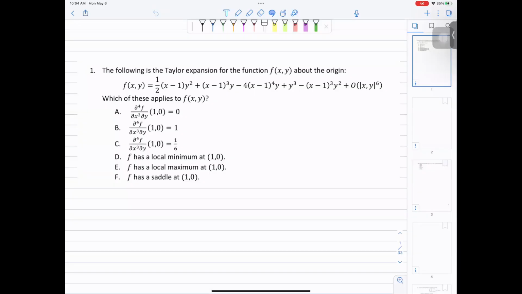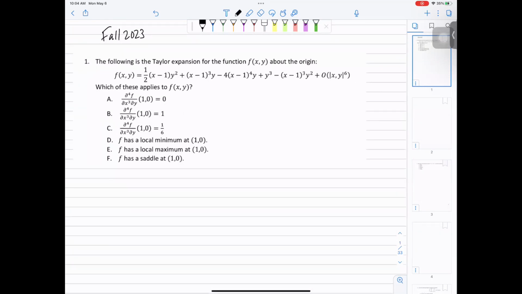Okay, so today I'll be going over the fall 2023 sample problems for the final exam for 1410. All right, so we start with this first problem. It says that we have a Taylor series expansion for this function f about the origin, and they ask which of these apply to f.